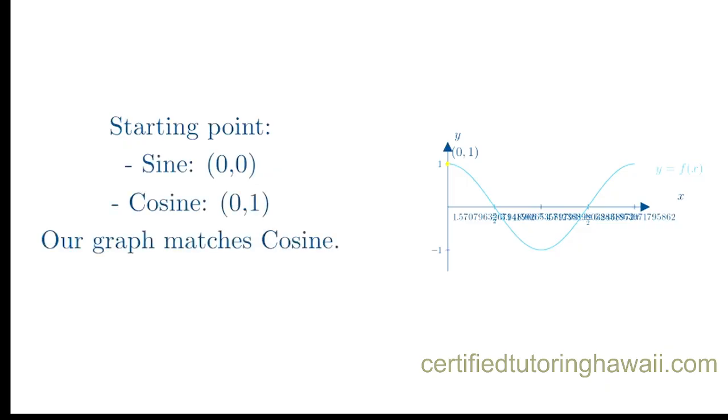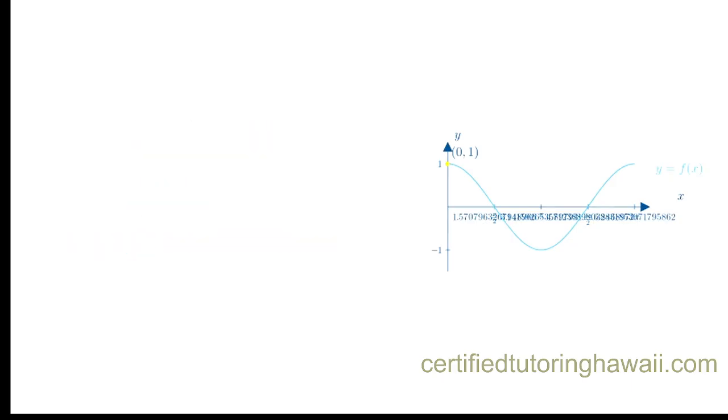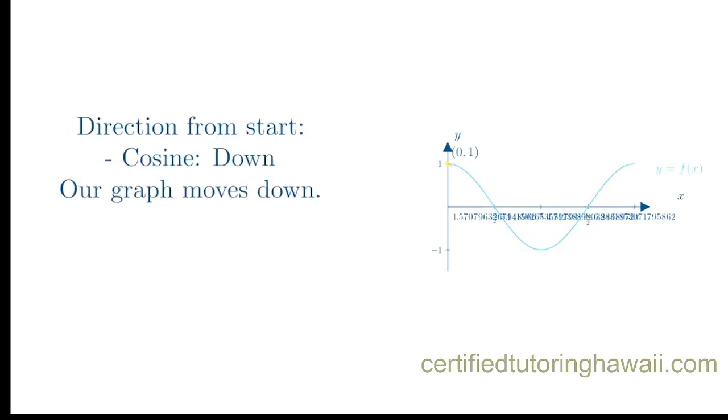A second check is to see if it moves in the correct direction. From its starting point at 0, 1, our graph moves downwards. This is consistent with the cosine function, which decreases immediately after x equals 0, as its x-coordinate moves from 1 towards 0. The graph starts at its peak and immediately begins to fall. This is another confirmation that we are looking at a cosine function. So, by observing the start and immediate direction of the graph, we can confidently identify it as a cosine wave.